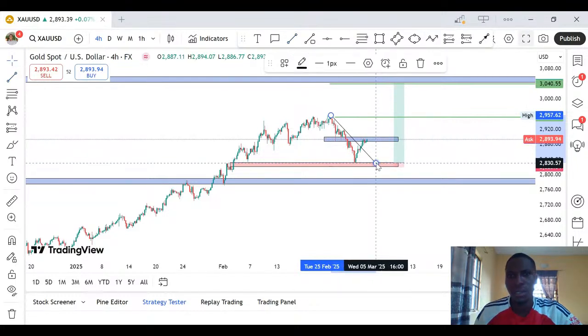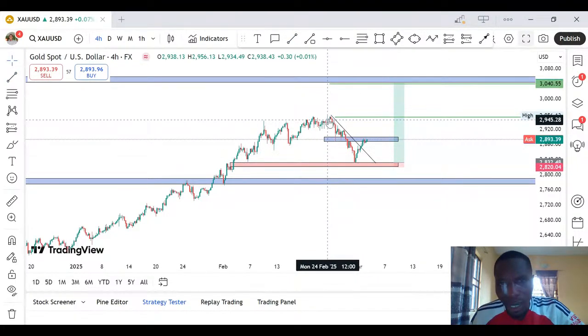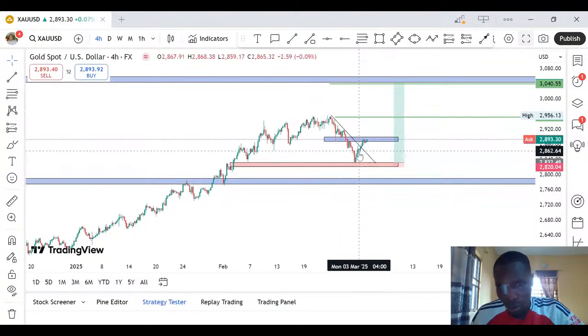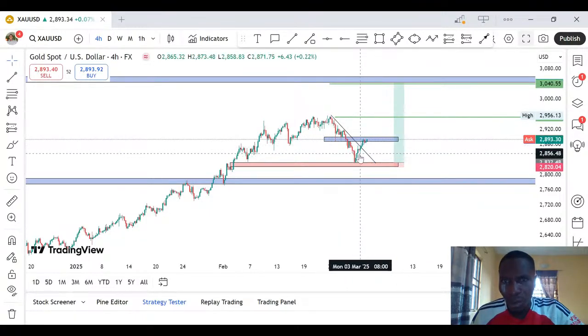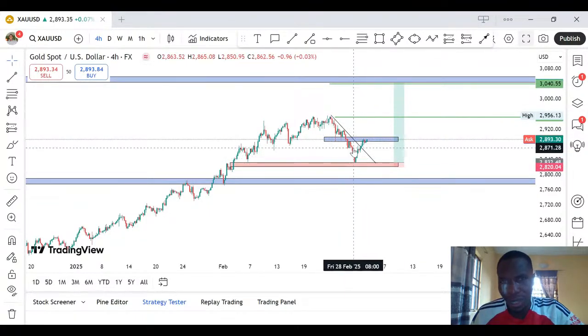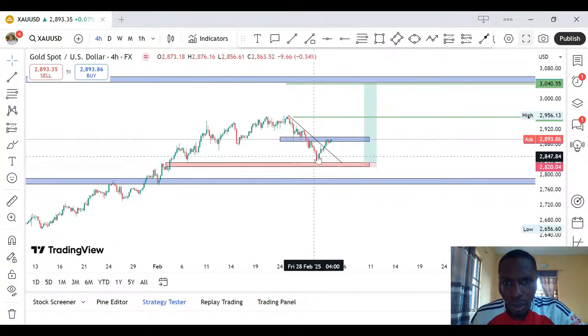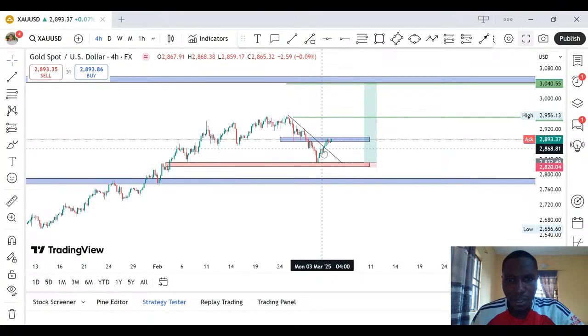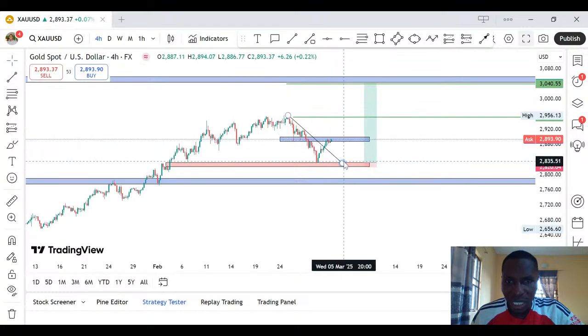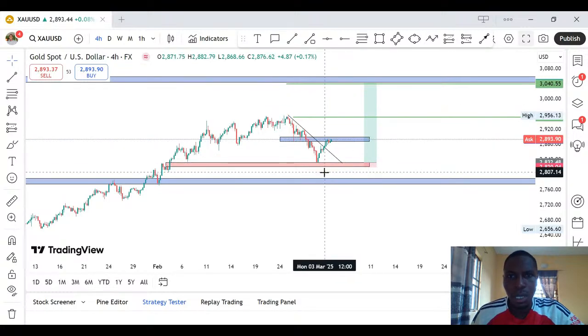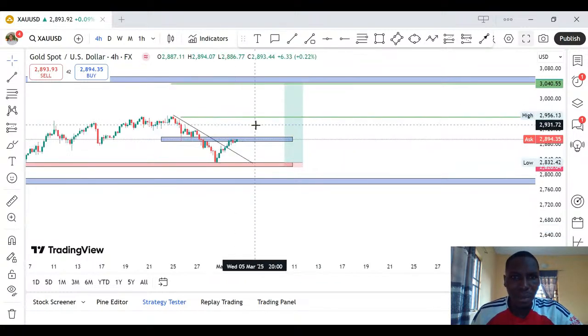Now, watch this. You see also that this trend was moving downward, and for this trend to be moving downward, we're having a downtrend. All of a sudden, we got a breakout. I guess yesterday we got a breakout. Now we are waiting for a retest to start moving forward. So this is my take on gold.